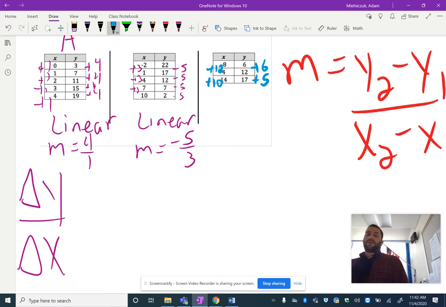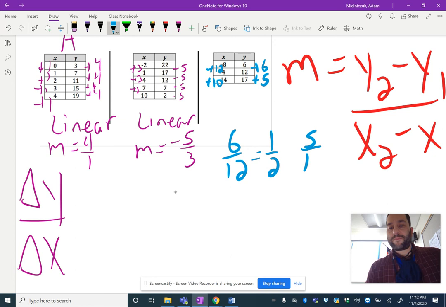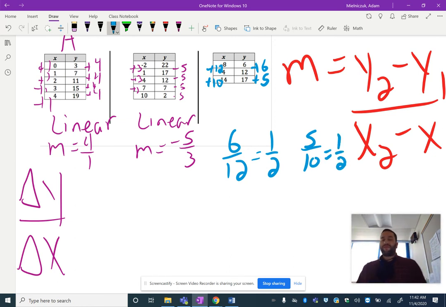Well, not necessarily, because here's what we need to do. We need to find out, well, what is 6 over 12? Simplified, that's 1/2. Well, what's 5 over 10? Simplified, it's still 1/2. So because when you simplify the fractions to their simplest form, they're the same, you can again say they are linear.